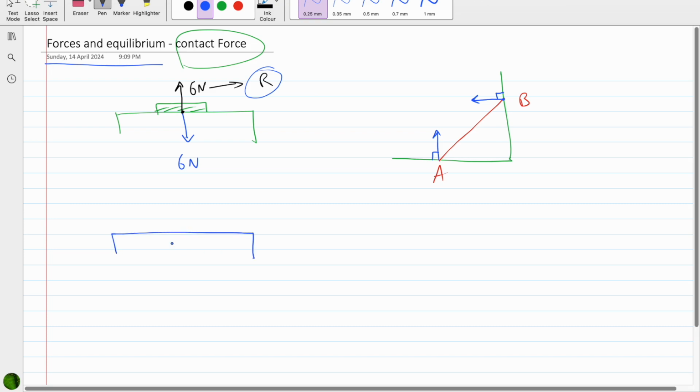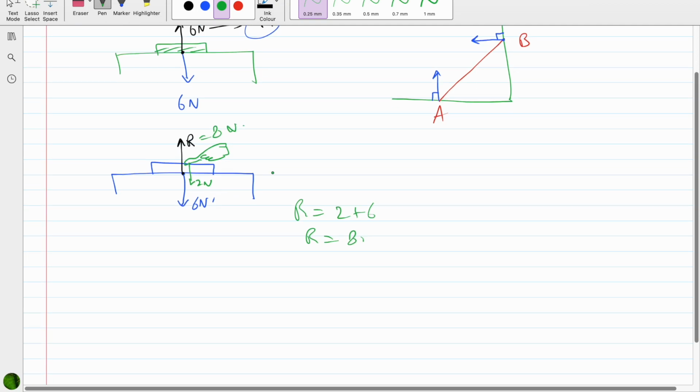Now if I say that the book is still there, which weighs 6 newtons, and the contact force is upwards, which is unknown, and someone just lands a finger on the book and presses it with a force of 2 newtons. So now the contact force upwards is equal to downwards. The contact force is 8 newtons. The table is pushing it upwards with a force of 8 newtons.